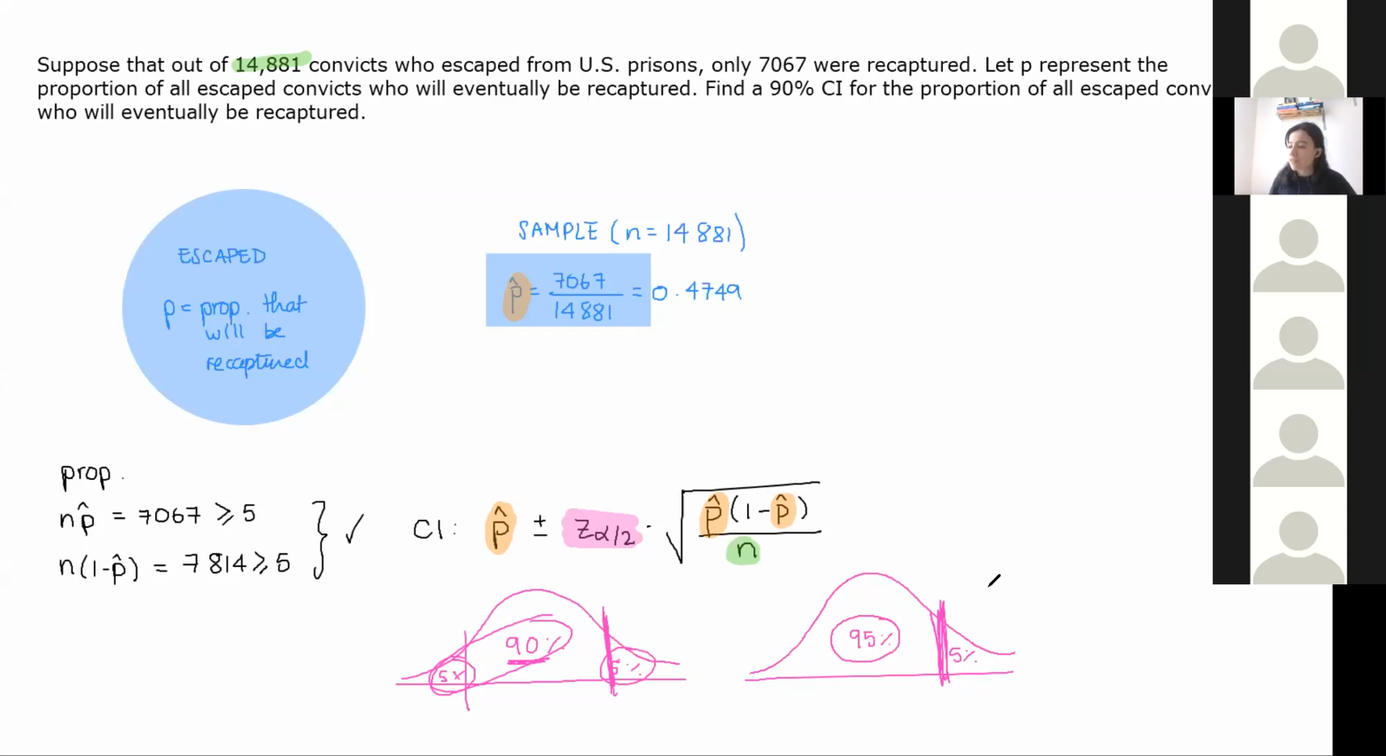Okay, now, does everyone understand this part? If you do understand, please raise your hand.